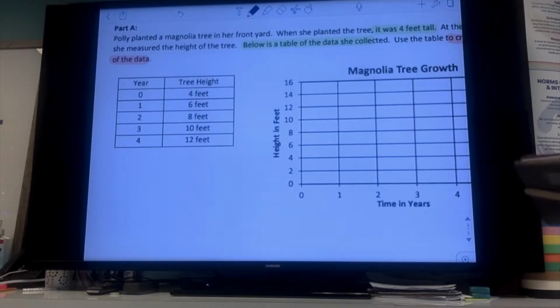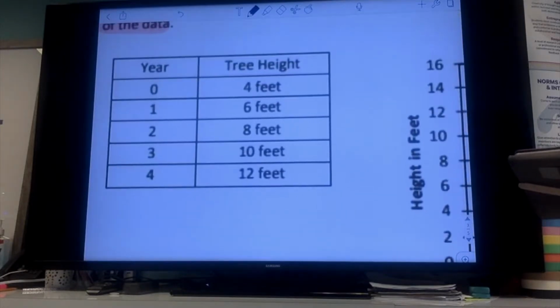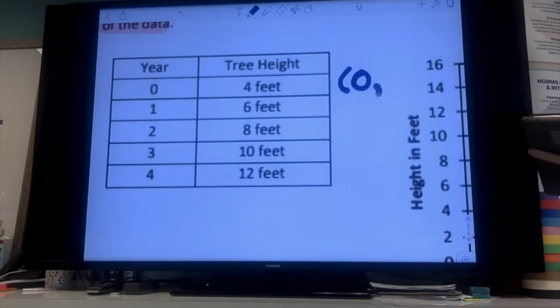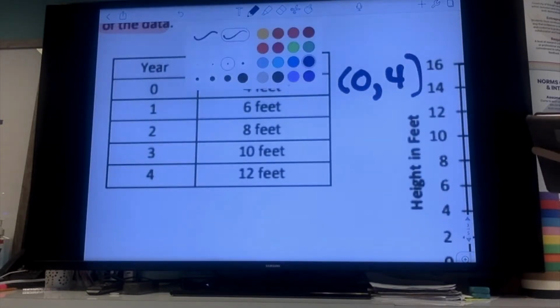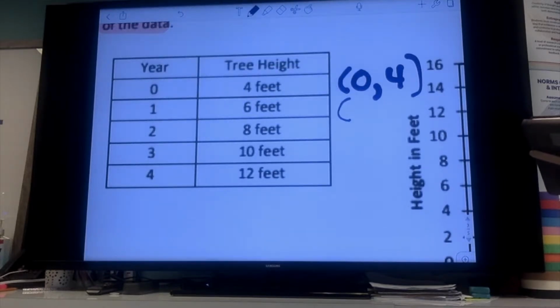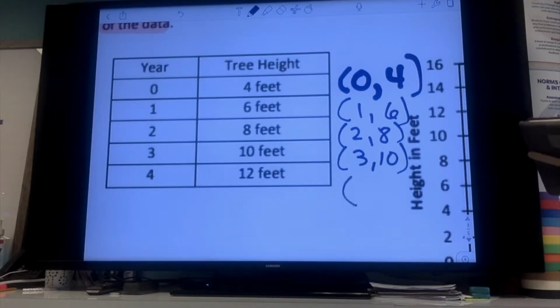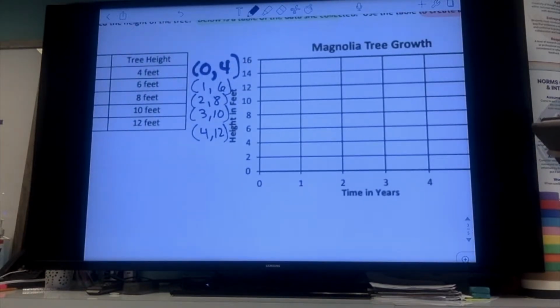Now I could generate the equation, but because these are ordered pairs, this will be 0, 4. This will be 1, 6. This will be 2, 8. This will be 3, 10. And then 4, 12. Makes it very easy to graph. So let's just go plot that in real fast.